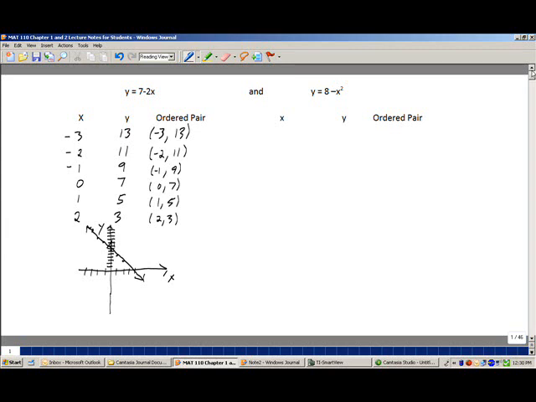Well, here, if I pick those same points for x and plug those in, -3 squared is 9, and 8 minus 9 would be -1. If we continue doing that with the values of x that we've chosen, we'll get the following numbers.